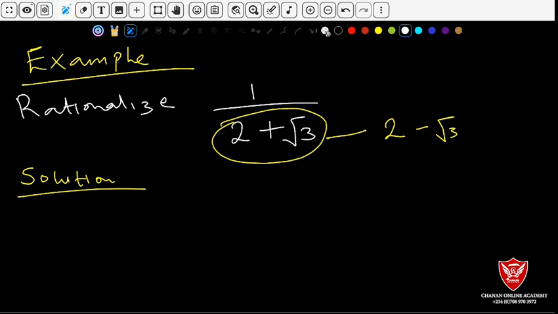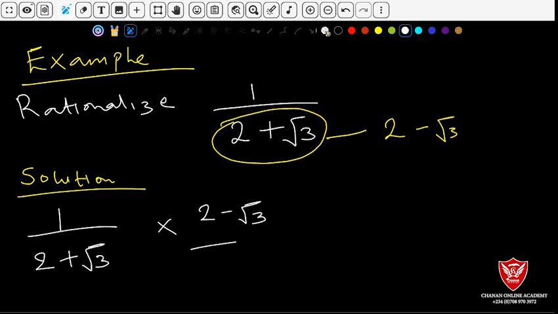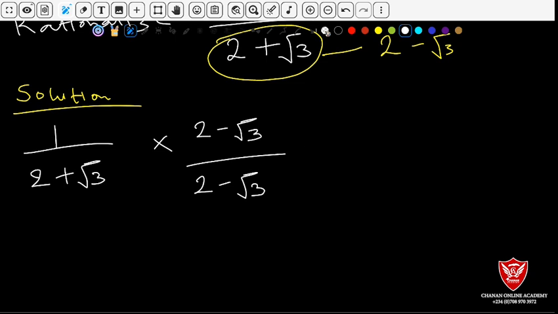All right, so let's write that down. 1 over 2 plus root 3. I will multiply the numerator by 2 minus root 3. And then do the same thing for the denominator. So the denominator 2 minus root 3. So we're going to have, if you multiply the top, 2 minus root 3 all over.